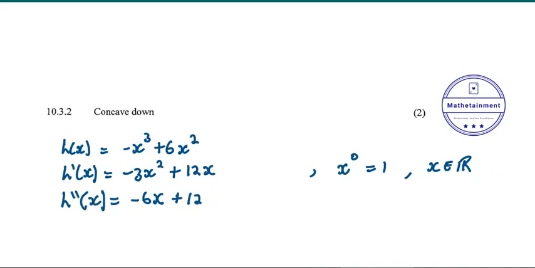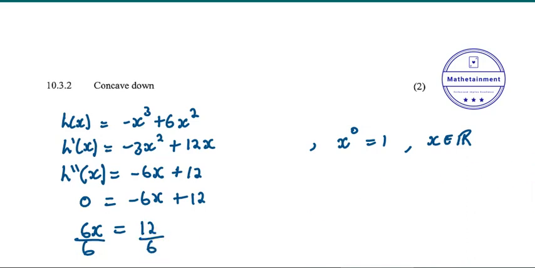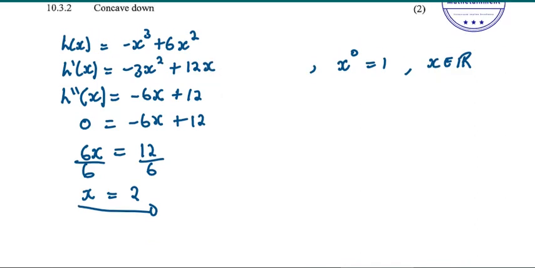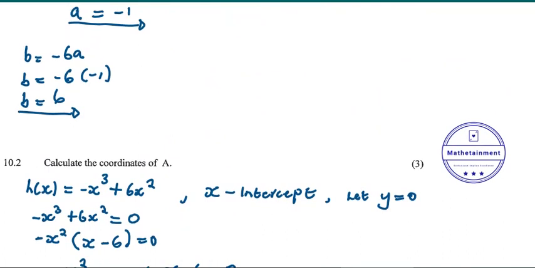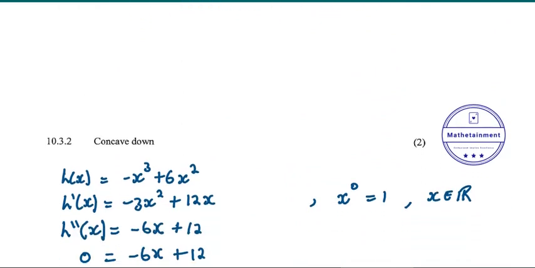And I know that h double prime of x at the point of inflection is equal to 0. So this one is minus 6x plus 12. Taking this to the other side, you end up with 6x being equal to 12. Divide both sides by 6. So the value of x here is equal to 2. If you plug in every value of x greater than 2, you will get a negative result. Those negative results imply that the graph is then concave down.